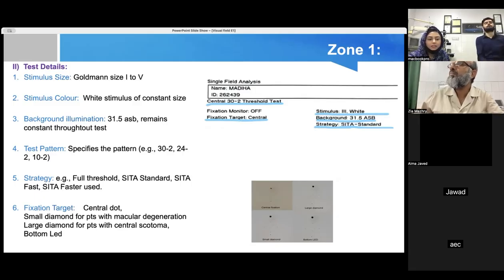Different types of fixation target are used depending on the patient's needs. Central dot is used for general patients, small diamond for patients with macular degeneration, large diamond for patients with central scotoma, and bottom LED is used in patients with inferior retinal damage.